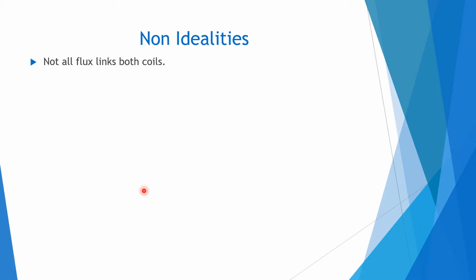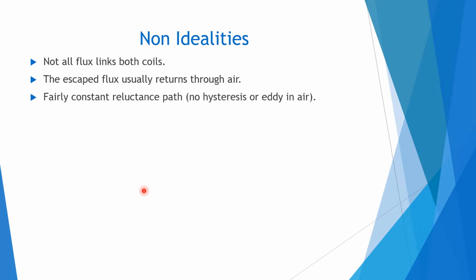But now comes an important part. This escaped or leaking flux returns through air, right? Because it can't reverse the direction midway inside the magnetic material and then return through the magnetic material. If it wants to return without going through the magnetic material, it has to go through air. And we know that air has no hysteresis in it, air has no eddy current loss in it, and air has constant permeability.